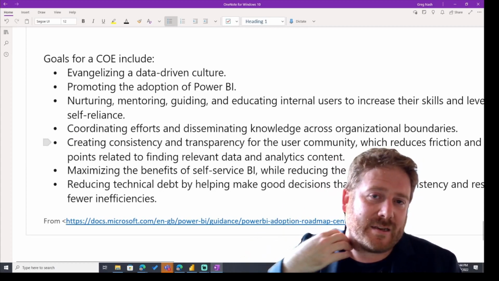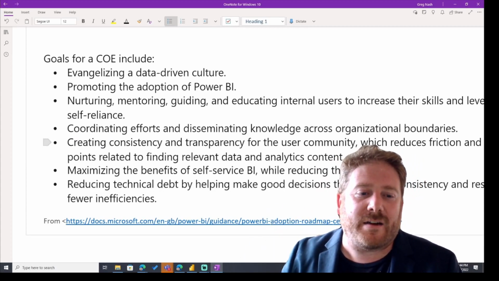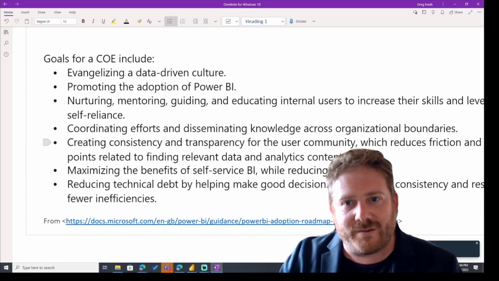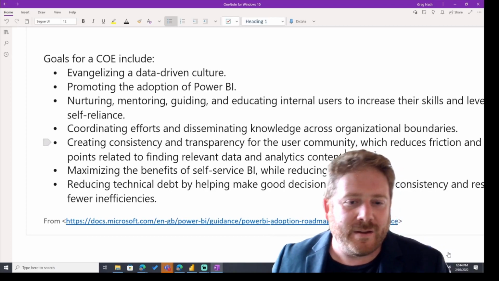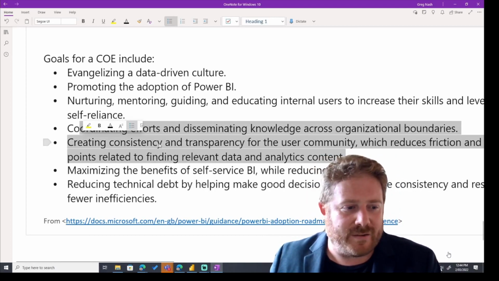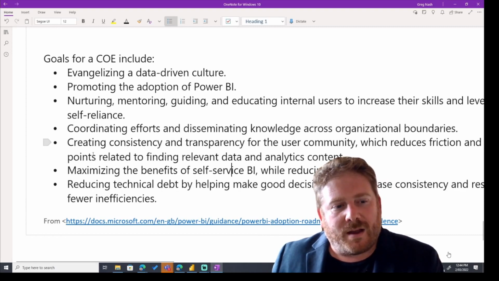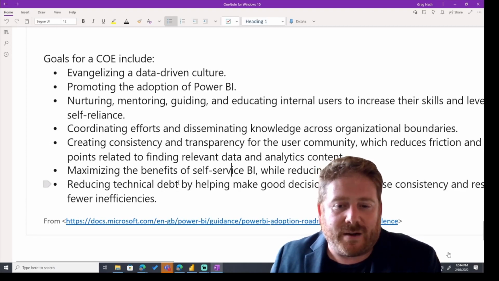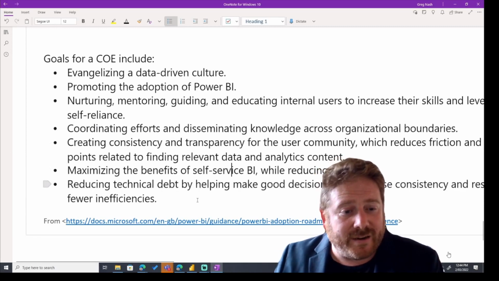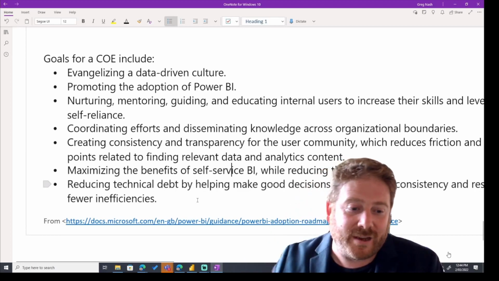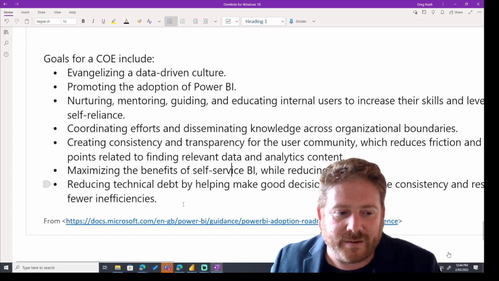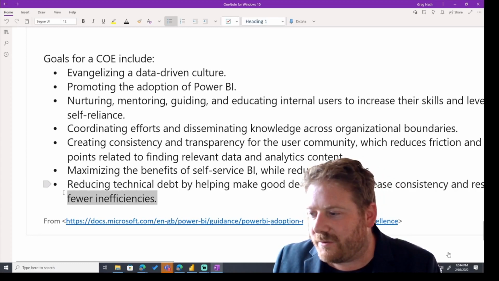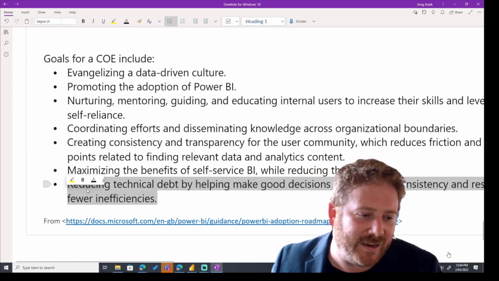So that's the goal of the COEs, to define all that stuff for people. This is how we do it. We use these logos. We use this style guide. We do this stuff. This is where we store stuff. This is how we develop stuff. All of that stuff can be defined by the Center of Excellence. Maximizing the benefits of your self-service BI while reducing the risks. Reducing technical debt. Oh, my favorite thing, technical debt. By helping make good decisions that increase consistency and result in fewer inefficiencies.